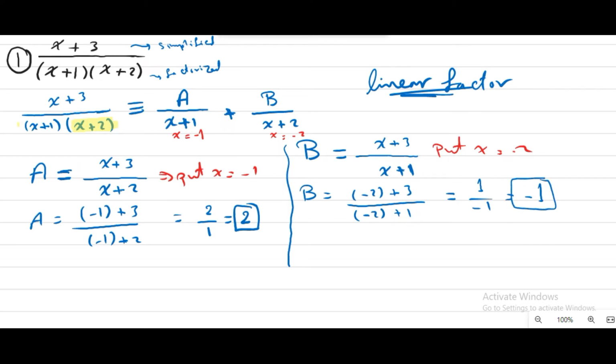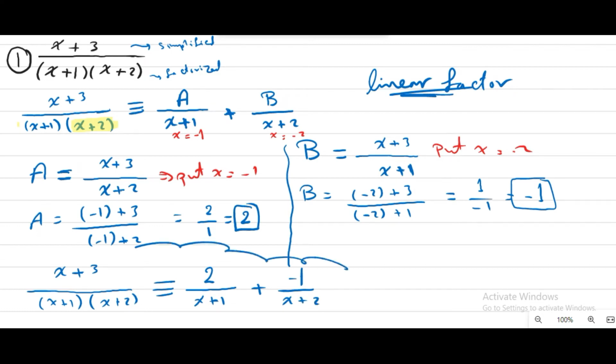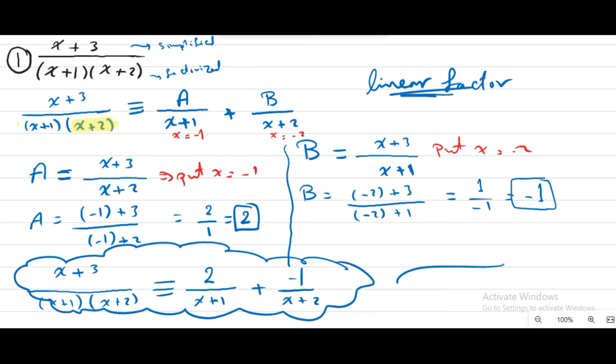Then we write the expression in the final form. (x + 3) over (x + 1)(x + 2), as partial fractions, will be, with the value of A, 2 over (x + 1), plus the value of B, negative 1 over (x + 2). This is the final answer for this expression.